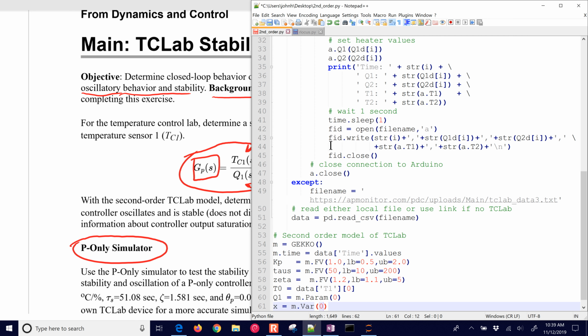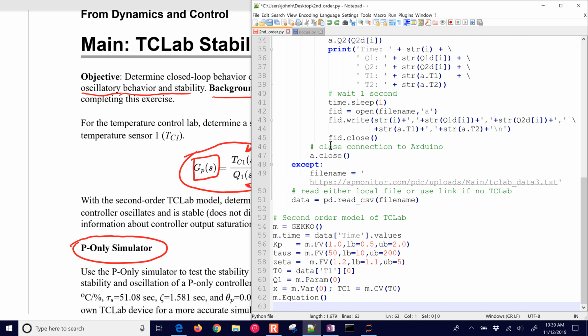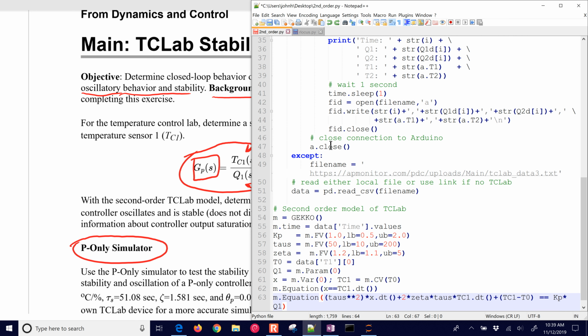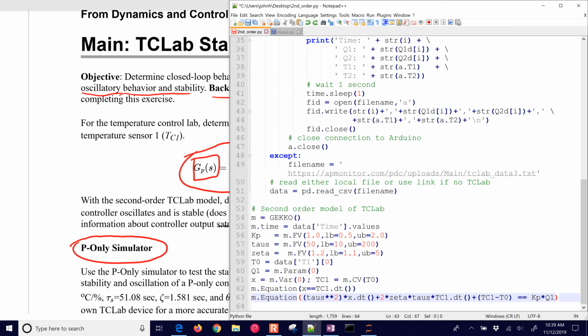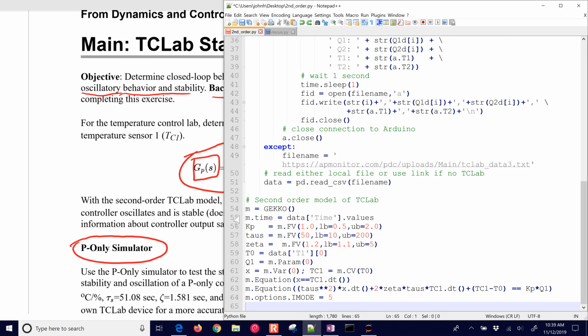Alright, and then I have x, and then I have TC1. So what I'm doing here is I'm just breaking up this second order equation into two equations. And I'll go ahead and write it out. x equals TC1, the derivative of the temperature. And then I have my second order equation right here. Okay, it's kind of long. Let me make this just a little bit wider so it doesn't drag onto both sides or wrap around.